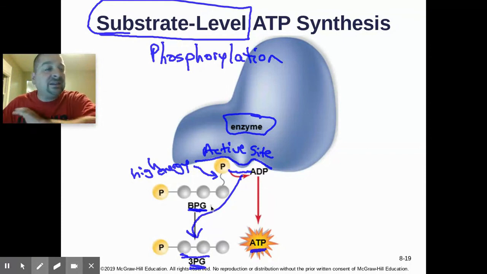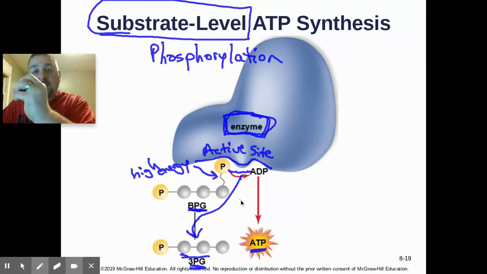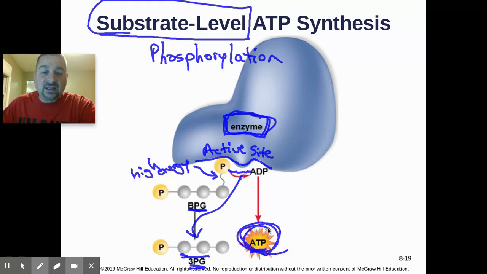So this is done without any chemiosmosis, any pumping of hydrogen ions like we see in the electron transport chain. This is happening directly by an enzyme, at the substrate level, taking the phosphate and the high energy bond off of one molecule, an organic molecule, and putting it onto ADP to make ATP.